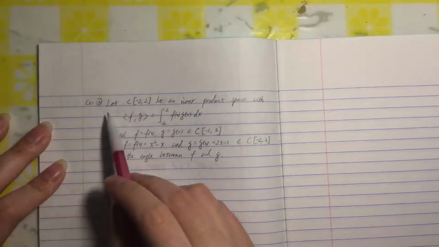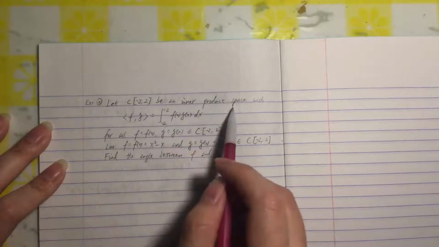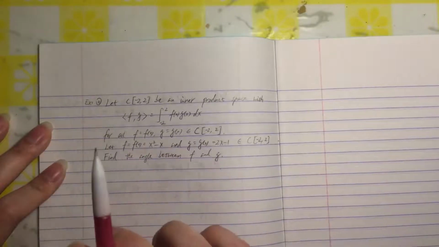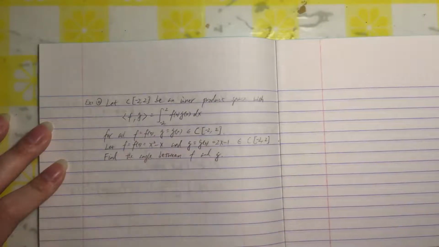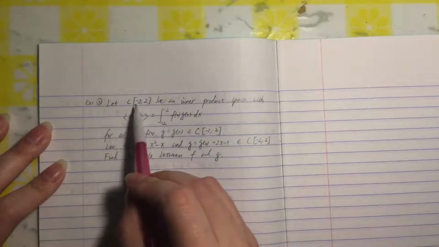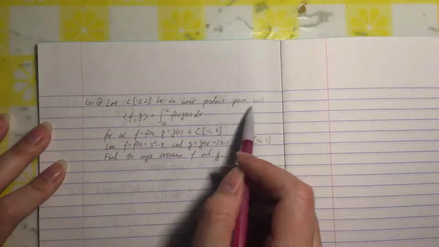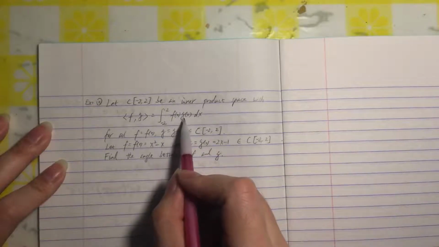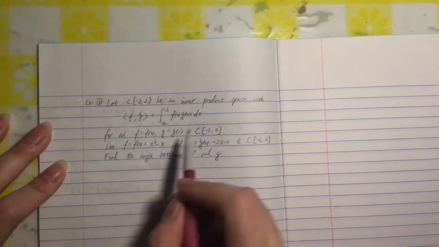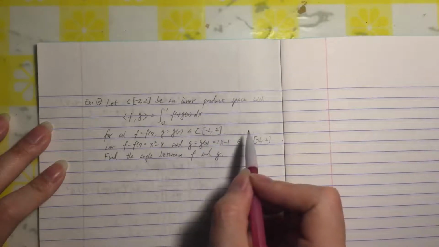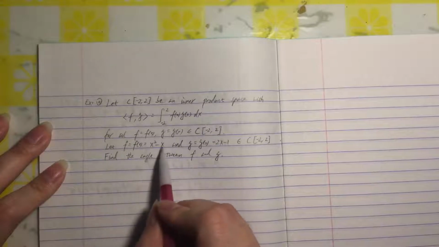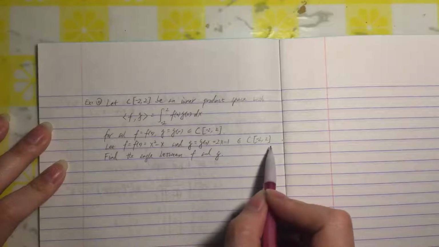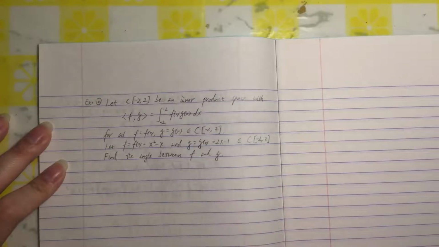Next example. Let C[-2, 2] be an inner product space. Here, this symbol, C[-2, 2], represents the set of all continuous functions on the interval from -2 to 2. So, let C[-2, 2] be an inner product space with inner product f comma g equal to the integral from -2 to 2 of f of x times g of x dx, for all f and g in C[-2, 2]. Next, let f equal x squared minus x and g equal 2x minus 1 in the vector space C[-2, 2]. Find the angle between f and g.